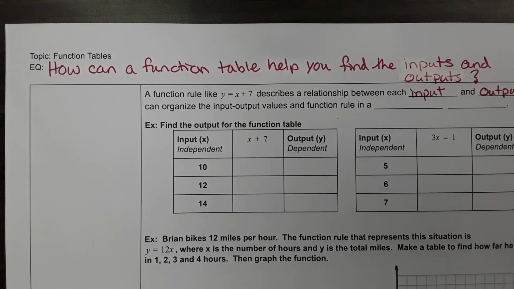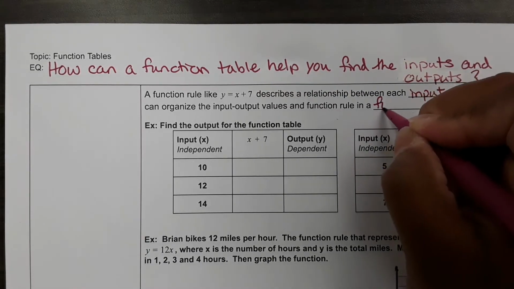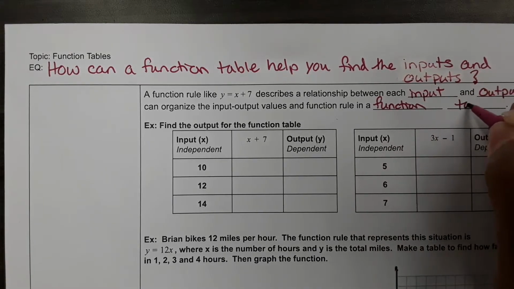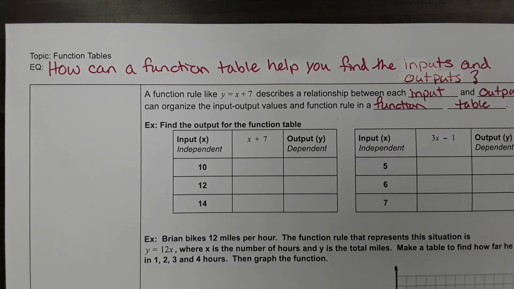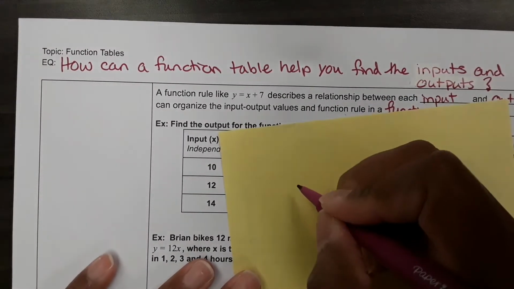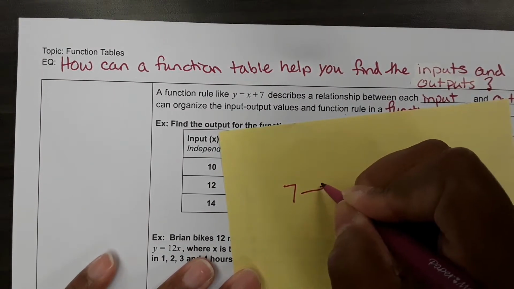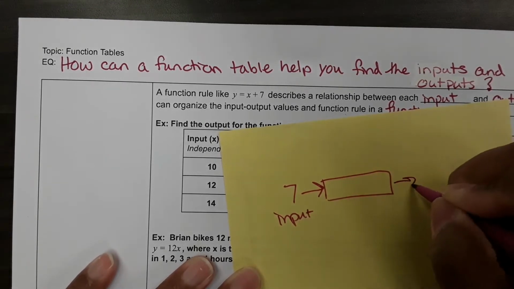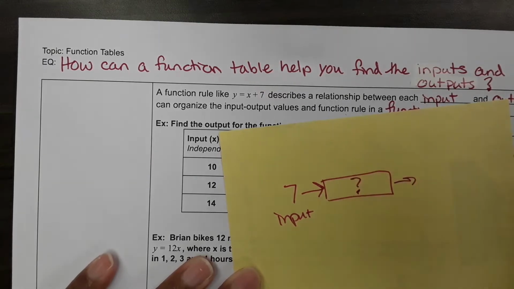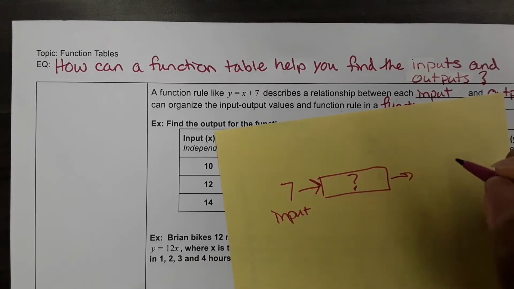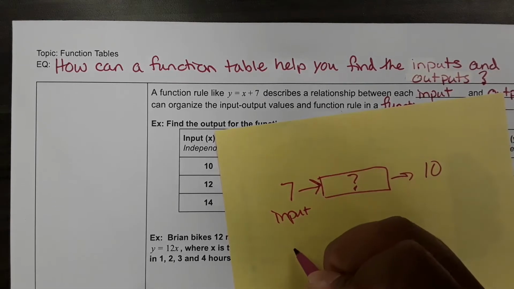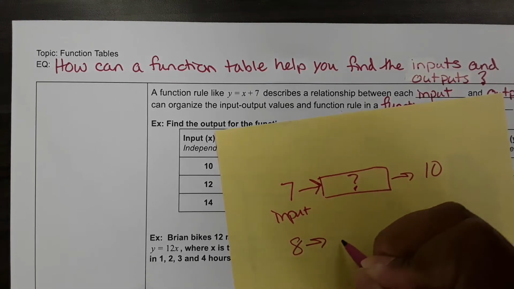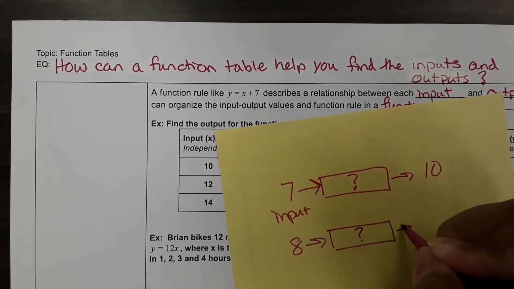You can organize the input-output values and function rule in a function table. All right, you would see these in elementary school where you had something like the following. Let's say I put a number in a box like 7, I put it into my function, so that would have been the input, and out would have popped, you wouldn't know what was happening, but you know out popped 10. And then let's say I put into the same function 8, so that would have been my input, put it through the function, and out popped 11.